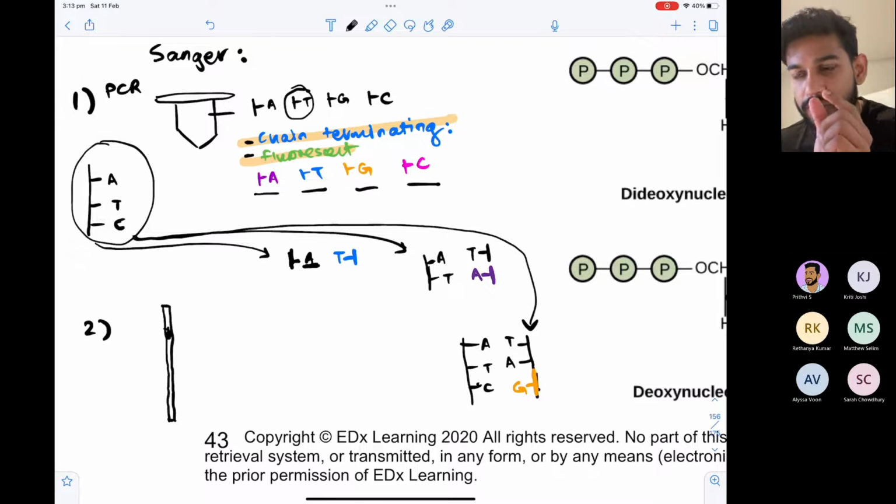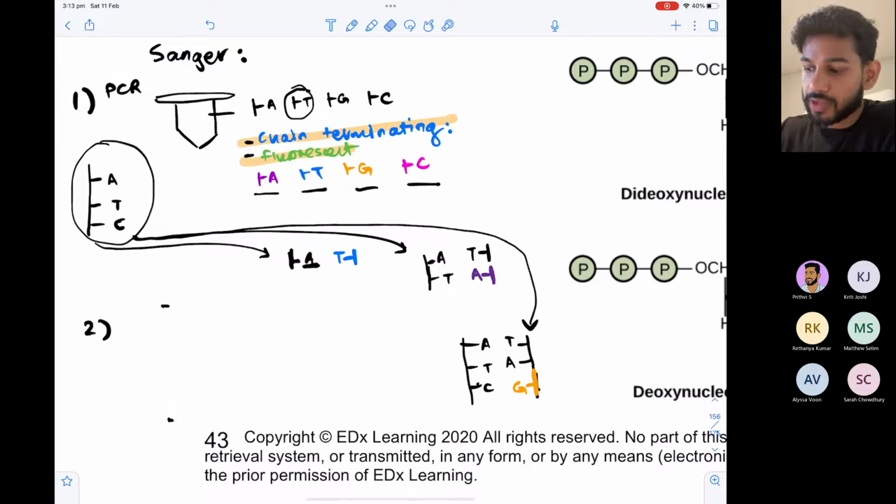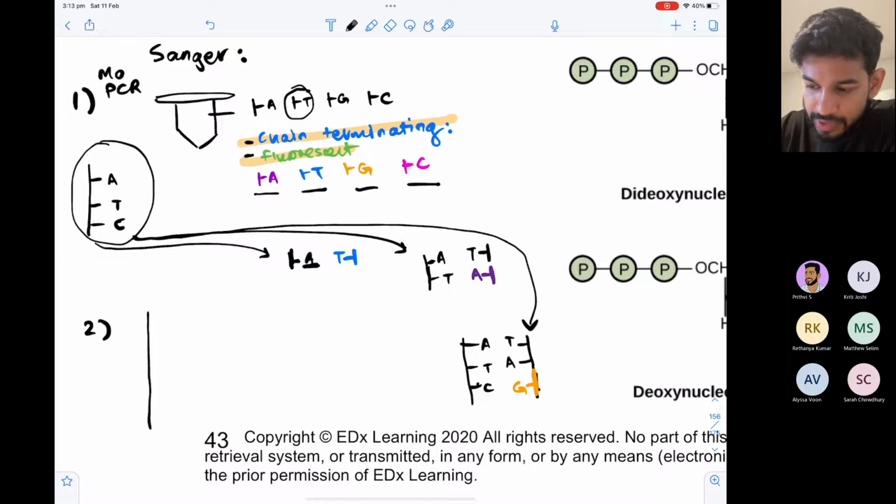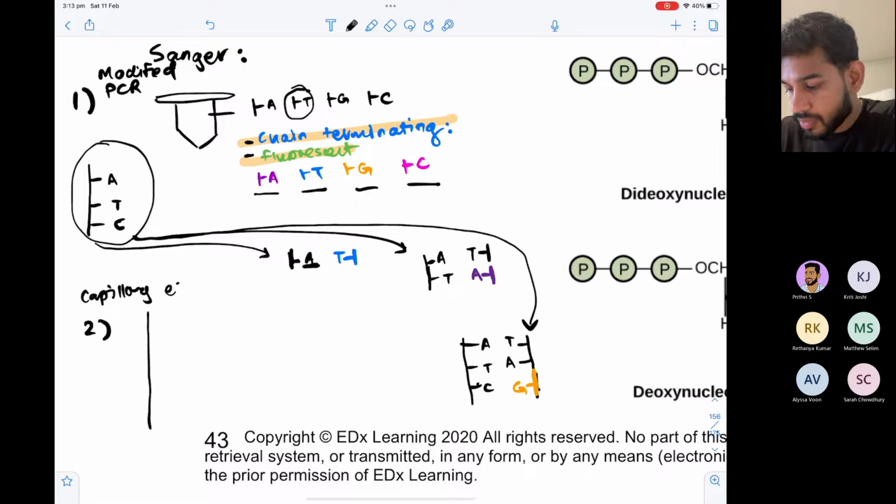And when you have a very, very thin tube, you notice this unique phenomenon where water can move against gravity by climbing up the wall of the tube because it bonds to that tube. That's what capillary is referring to. But just remember, second step, capillary electrophoresis. So we use a modified PCR. And the second step is capillary electrophoresis.